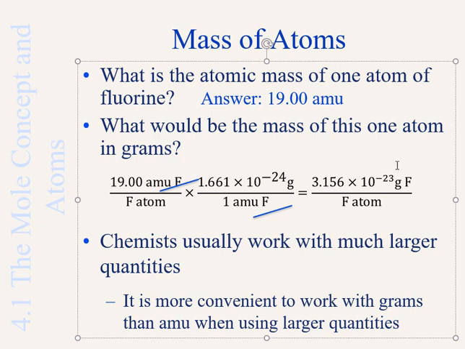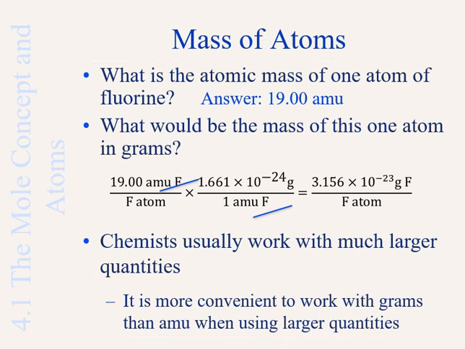But as you notice here on the right side, this mass is very tiny, and you would expect this to be very tiny. It's 3.156 millionth quadrillionth of a gram, a very small mass. You cannot measure this mass in the lab, and if you were to do some chemistry in the lab, whatever amount you pick up of fluorine is going to be more than that small amount. So how do we work with larger amounts?